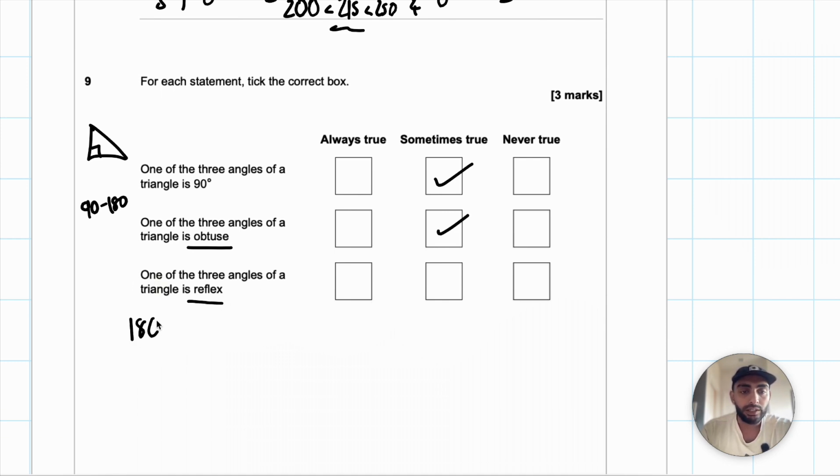Last one, one of the 3 angles of a triangle is reflex. Reflex just means greater than 180. If you have a triangle that adds up to 180, one of them can't be larger than 180, so that would never be true.